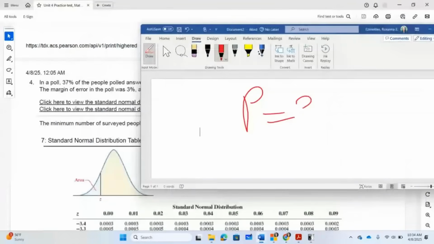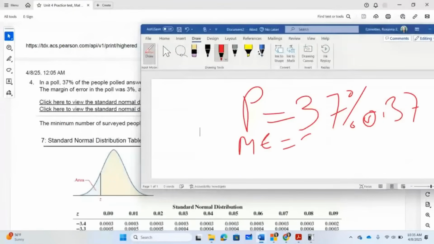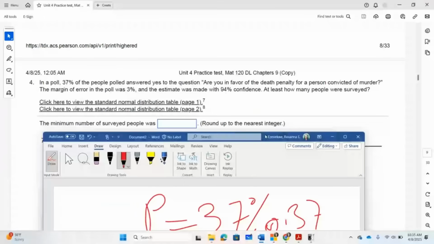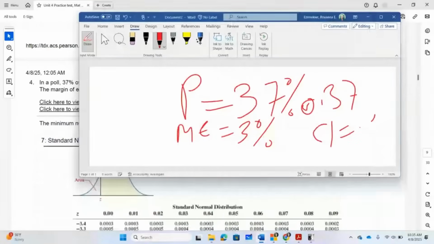Of course, you know that they are stating the status quo. 37% of people, or 0.37, and the error is 3. We're reading the question. I'm picking up, and the estimate was made with 94% confidence. So the confidence level is 0.94.